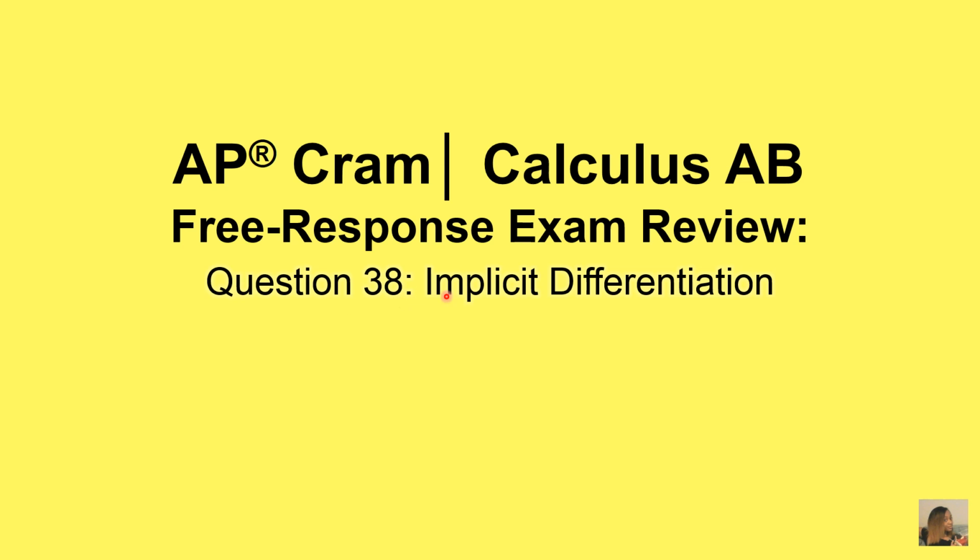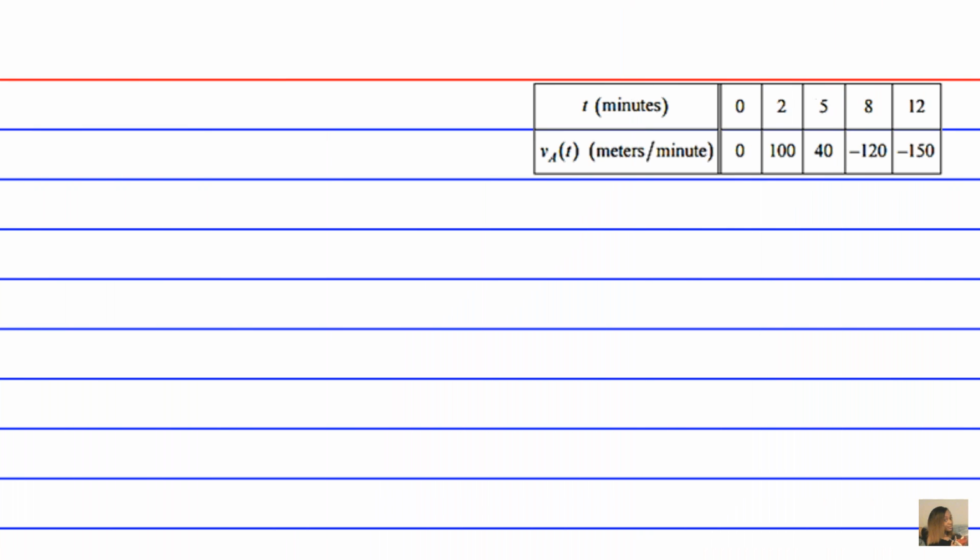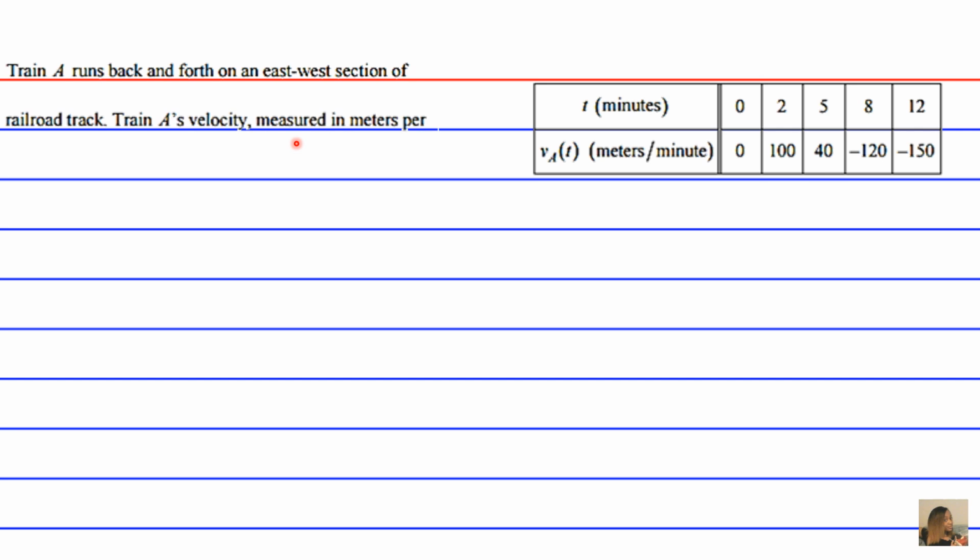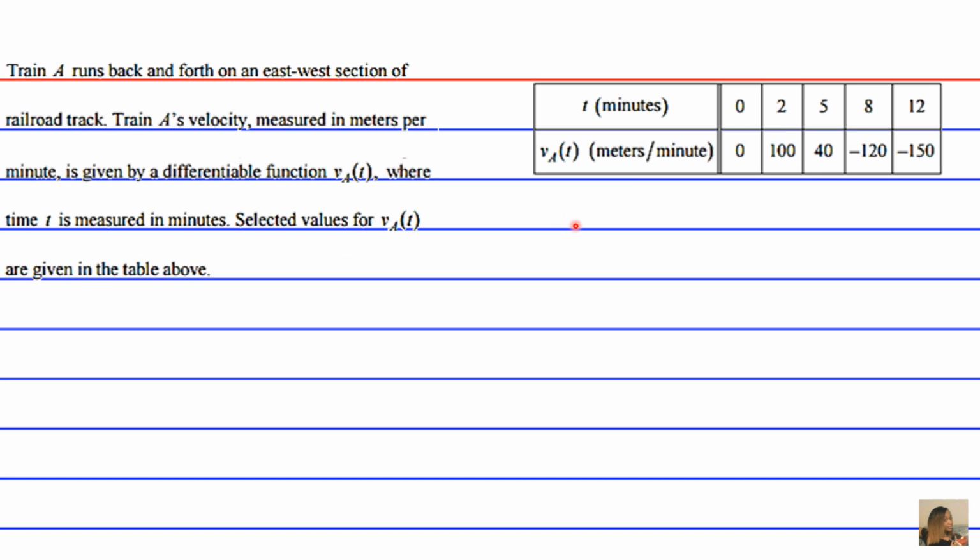Question 38, Implicit Differentiation. Train A runs back and forth from an east to west section of railroad track. Train A's velocity, measured in meters per minute, is given by a differentiable function, VA of t, where t is measured in minutes. Selected values for VA of t are given in the table above. So here are selected values for VA of t. Okay, so this is the riddle we're going to solve.